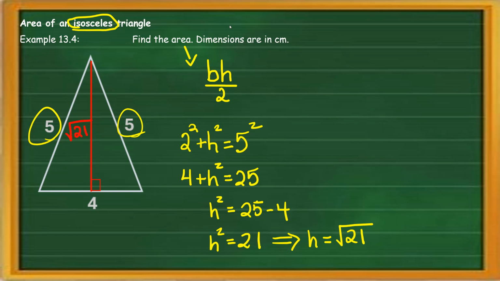And now we can do what we were going to do to start with, which is find the area of the isosceles triangle. So we have the base, which is 4, and we multiply that by the height, which is square root of 21, and then we divide it by 2. So that is going to be 2 times the square root of 21 square centimeters.